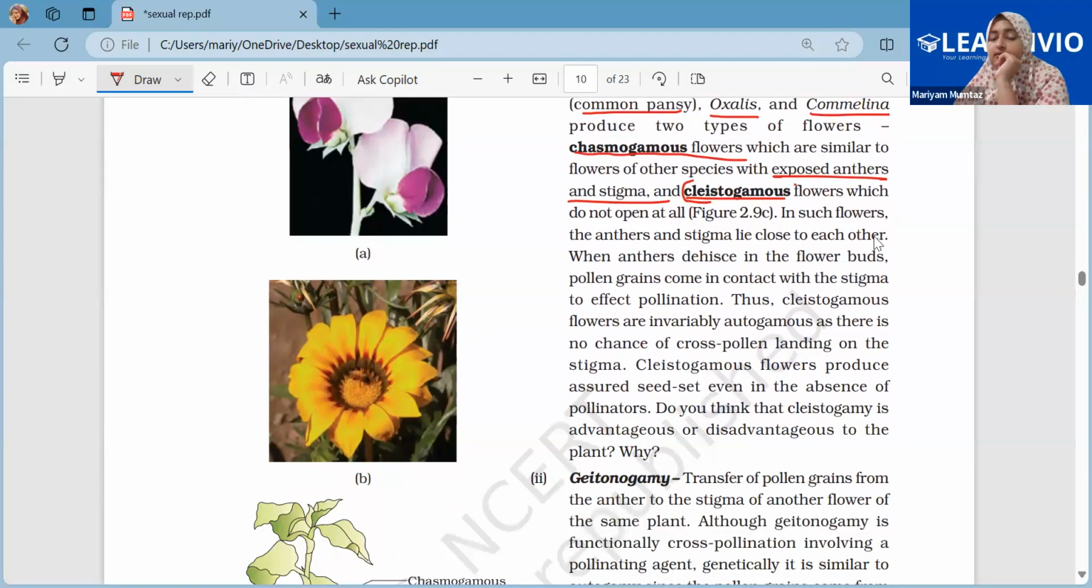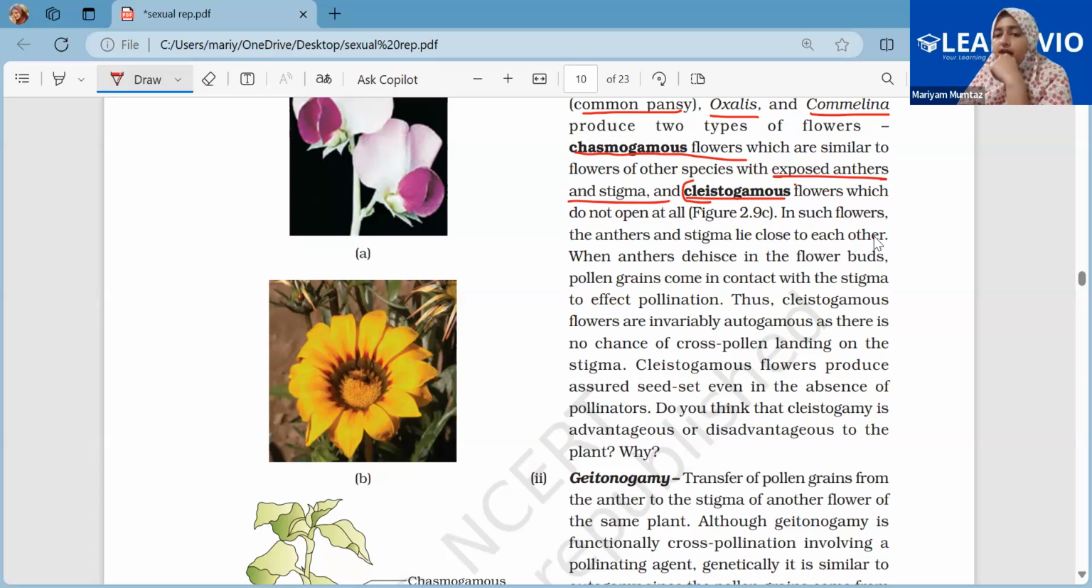Ma'am, can you explain cleistogamous? Cleistogamous is when the flower does not open. The flower is closed, and inside the flower there is a male and a female reproductive structure. When the male anther dehisces, the pollen grains will be released. Since the flower is not opening, the pollen grains will be released inside only, and will land on the stigma of the same flower, which will cause autogamy or self-pollination. Clear? Got it, ma'am.